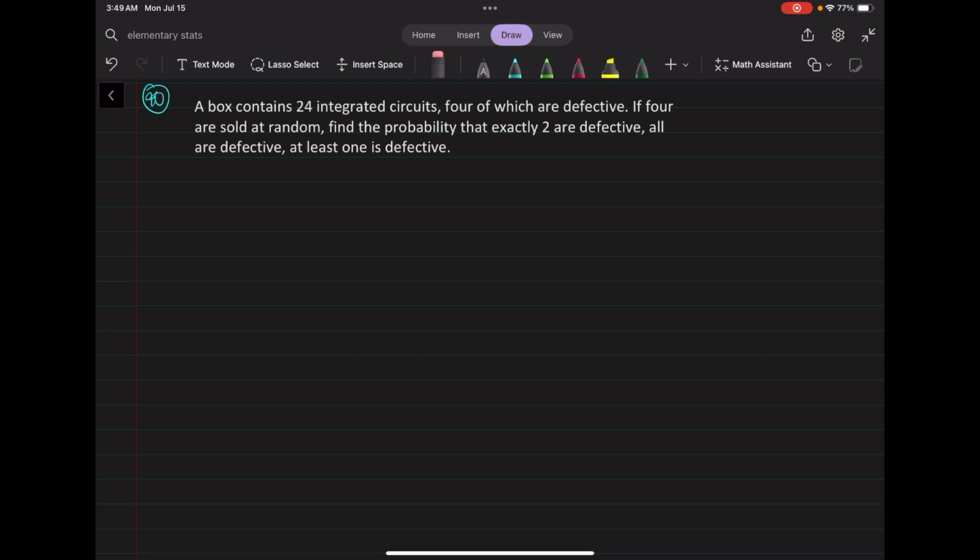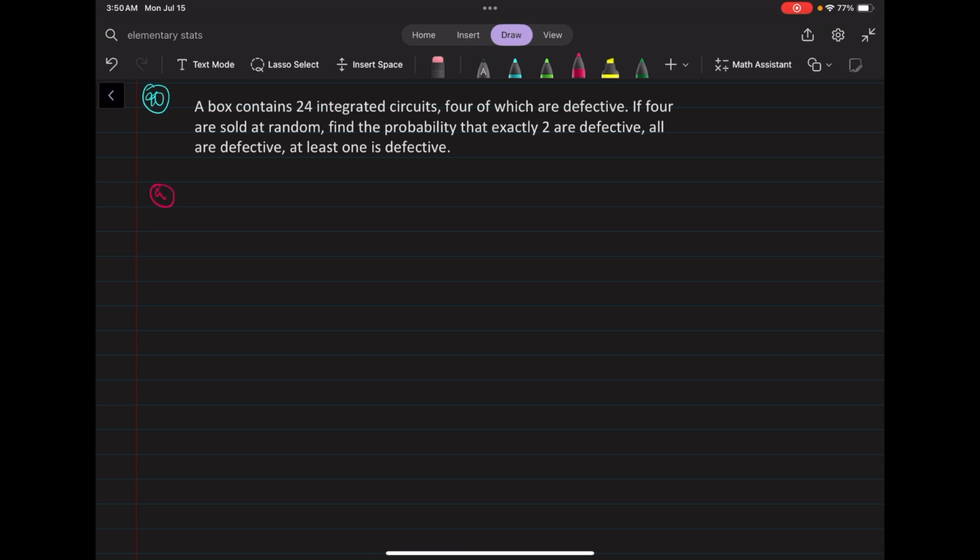It reads, a box contains 24 integrated circuits, 4 of which are defective. If 4 are sold at random, find the probability that exactly 2 are defective, all are defective, and at least 1 is defective. So let's work with part A. Let's do it in this color. Part A says find the probability that exactly 2 are defective.